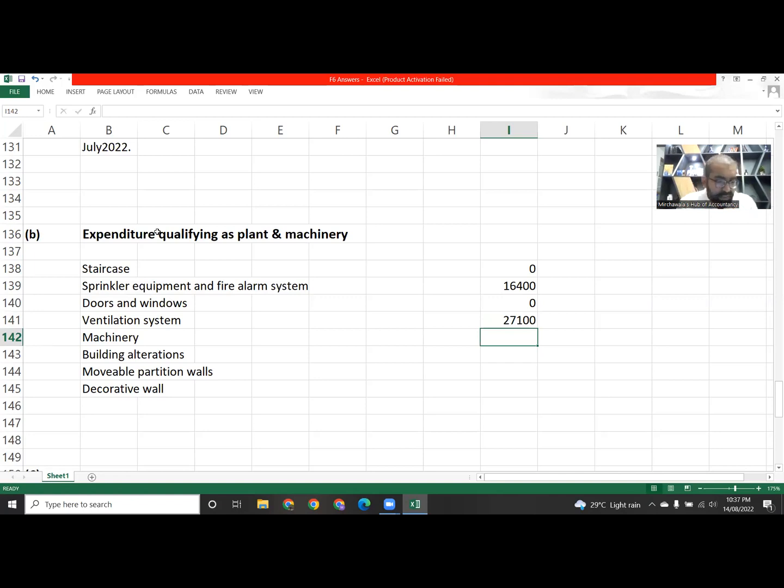Then you have machinery. It was 76,600. Yes. Then building alterations, installation to do the machinery is also part of plant and machinery. Previous course, old course thing. Then movable partition walls are also part of plant and machinery, 33,800. But yes, the fixed wall is always building. The fixed decorative wall is always building. It's not part of plant and machinery. So finally, these are the costs which you have to list down for plant and machinery purpose.